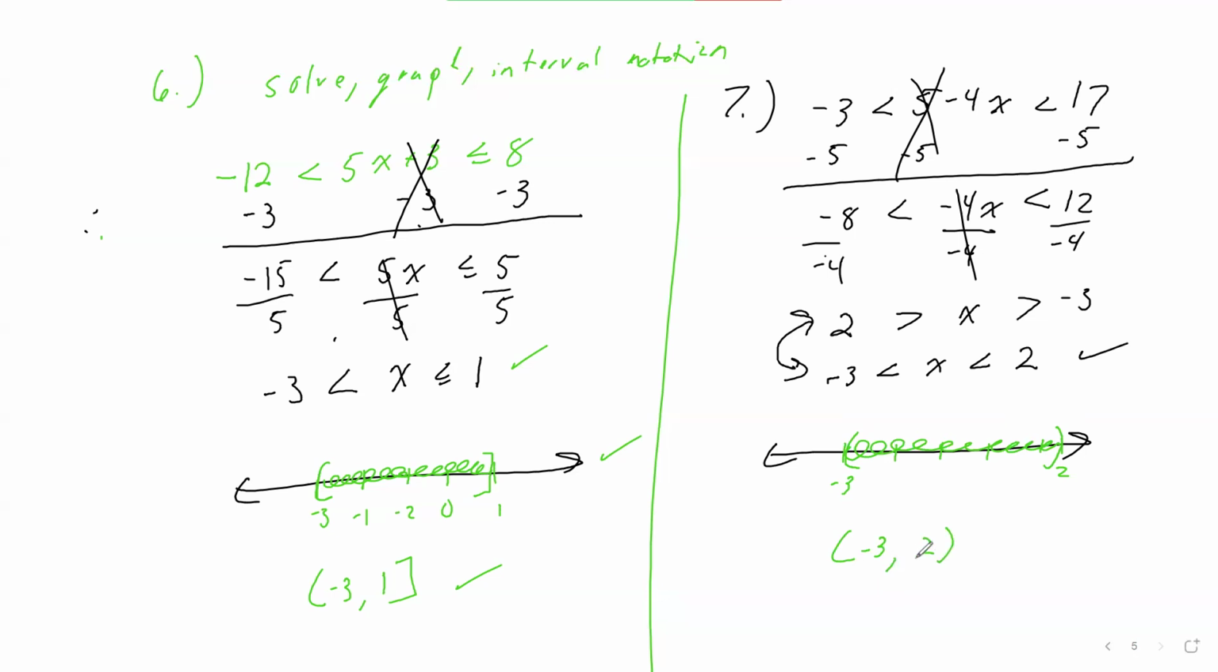Parentheses, -3, comma, 2, parentheses. And there's my graph, and there is my interval notation. All right, let's see if we can get a different one in. Let's look at number 8.